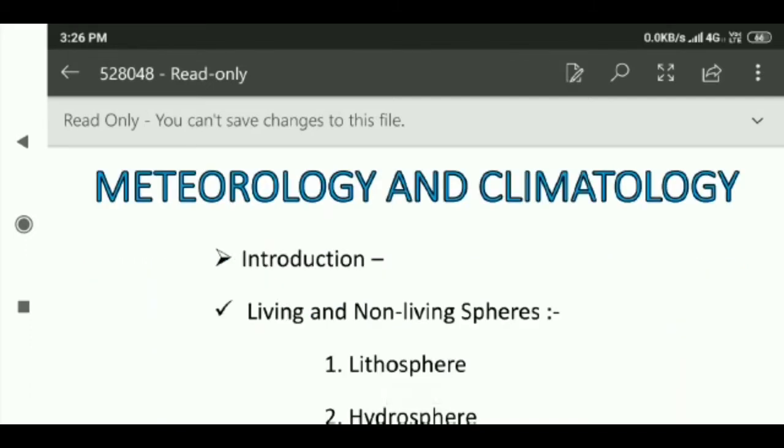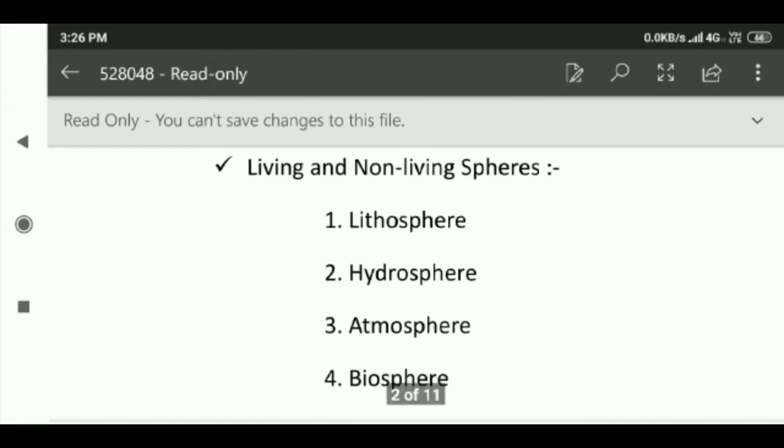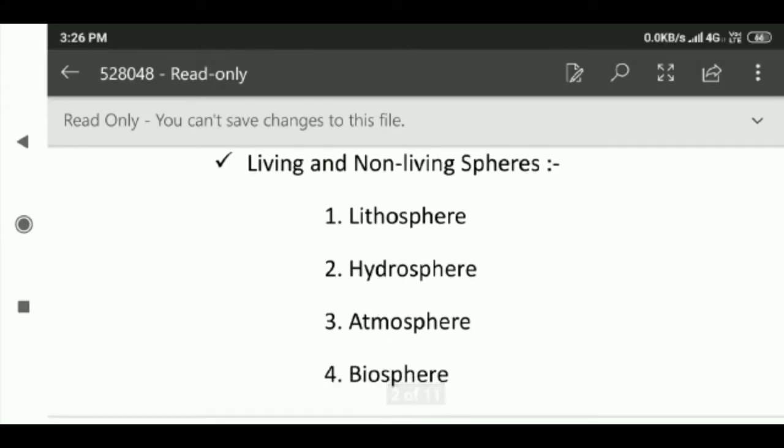Our earth is surrounded by non-living and living spheres, that is lithosphere, the sphere of land, hydrosphere, that is the sphere of water, atmosphere, that is the gaseous sphere, and the fourth one is the living sphere, that is known as biosphere. Of these spheres, the gaseous sphere or envelope constitutes atmosphere.